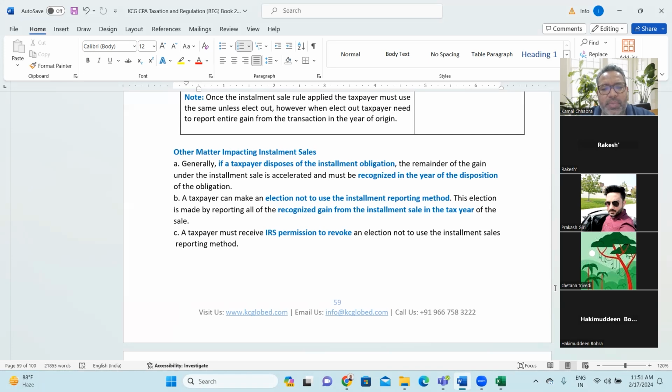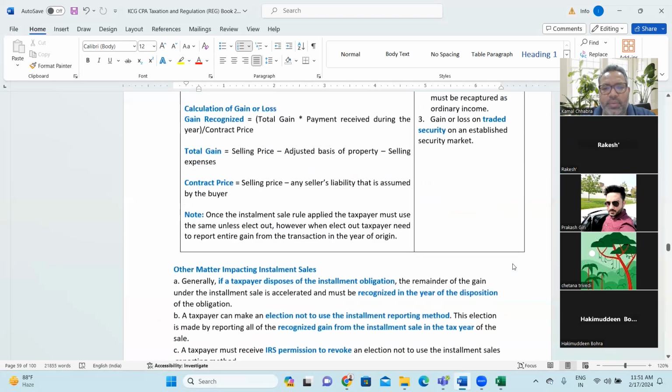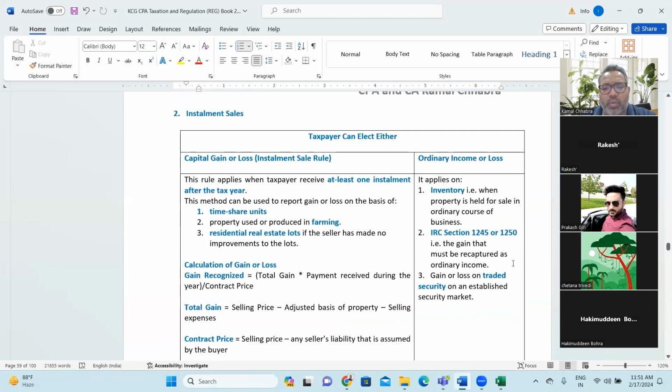Third, the taxpayer must receive IRS permission to revoke an election not to use the installment sales reporting method. So if you wanted to revoke, then you need the IRS. Clear? Installment sale, any doubt?